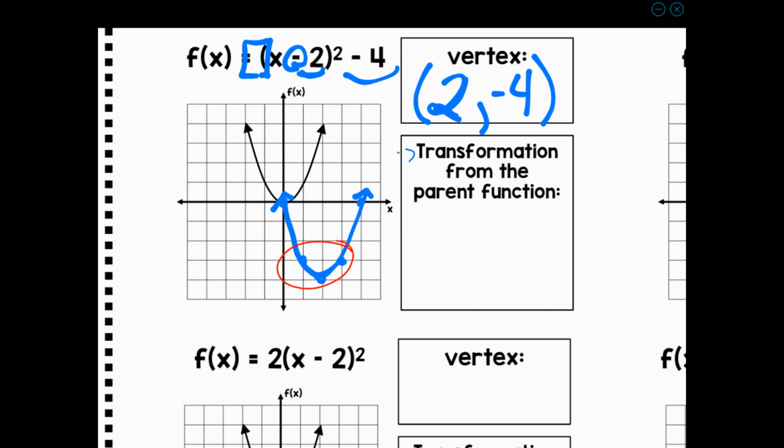So how did it transform? What transformations happened? Okay, so it went right, and we do use right or left. Don't say over or back. Okay, so we say right 2 units, and down 4 units. That's how it changed. It didn't get skinnier or narrower or wider or anything like that.